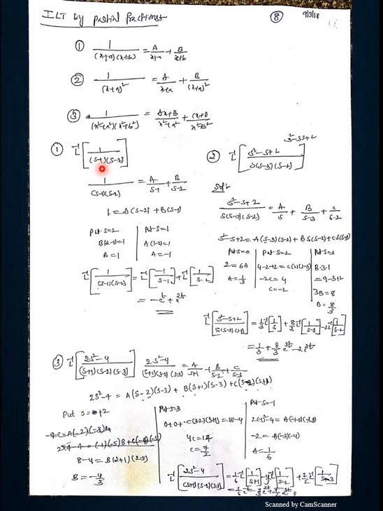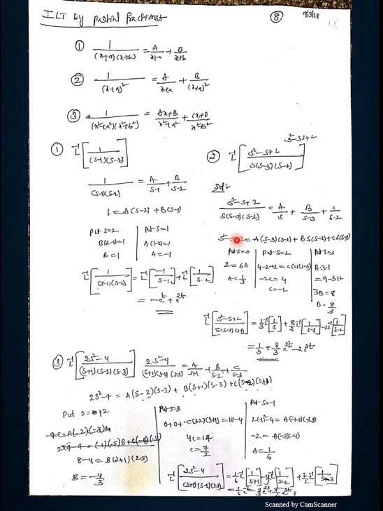See question number 1. L inverse of 1 by (s minus 1) into (s minus 2). How can you factorize here? A by s minus 1 plus b by s minus 2. Take LCM. Here every student has knowledge of partial fractions. You complete your partial fractions only. 1 is equal to a into (s minus 2) plus b into (s minus 1). So put s is equal to 2, I can get the b value. Put s is equal to 1, I can get the a value. Then substitute here. Finally, L inverse of 1 by s minus 1 is e power t. L inverse of 1 by s minus 2 is e power 2t.